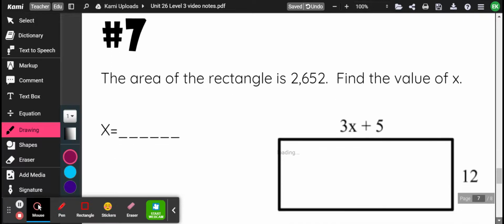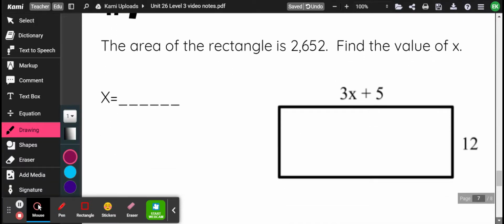Number 7, the area of the rectangle is 2,652. Find the value of x. So I know the area of a rectangle is simply base times height. So I'm going to multiply 3x plus 5 times 12, and that's equal to the area, which in this case is 2,652. Now I have an equation that I can very easily solve for x, okay?